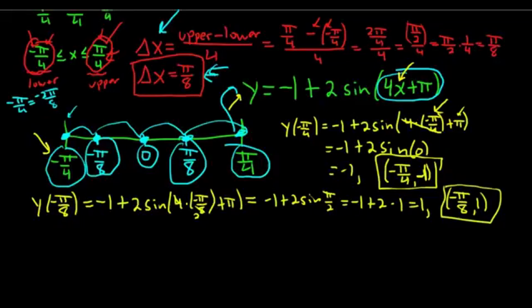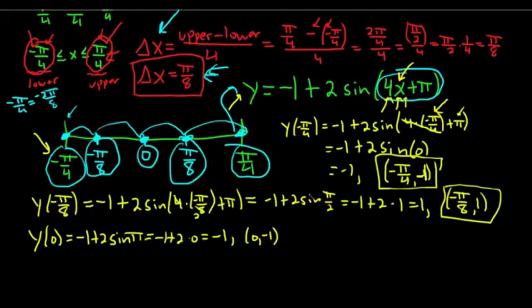Okay. Now we'll do y of 0. So it's negative 1 plus 2 times the sine. So let's take a shortcut here. We're plugging in 0 here for the x, so it's just sine of pi. And sine is the y-coordinate on the unit circle. So at pi, the sine of pi is 0. Right? So this is negative 1 plus 2 times 0, so it's just negative 1. So our next ordered pair is simply 0, negative 1. So I'm going to put that in a box. And 2 more and we're done.